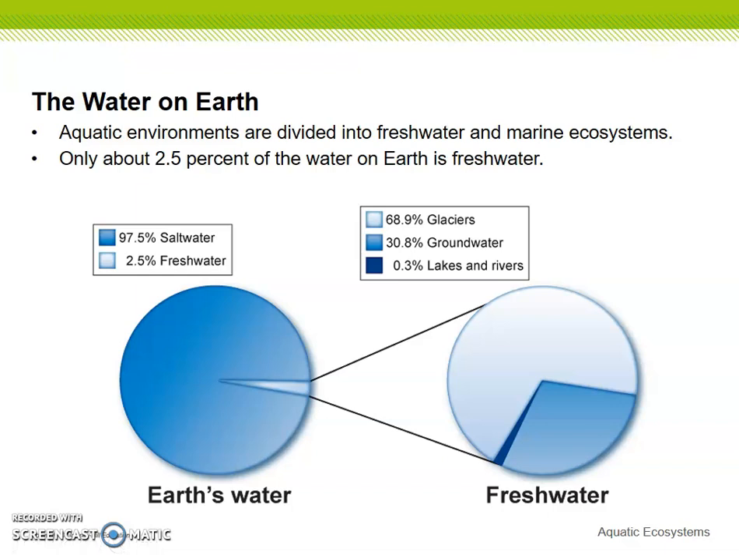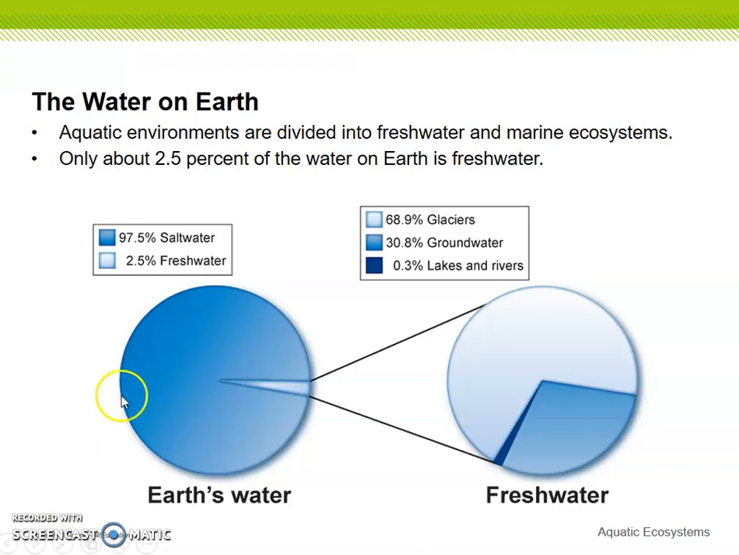Water on Earth. Aquatic environments are divided into 2 categories, freshwater and marine. Freshwater obviously is freshwater. It has no salt. It's what we have around here. Marine ecosystems are saltwater ecosystems. They are oceans and seas, bodies of water that contain salt. Only about 2.5% of the water on Earth is fresh water.